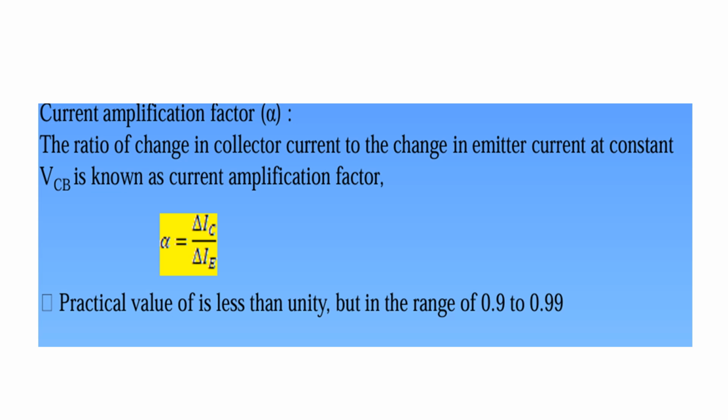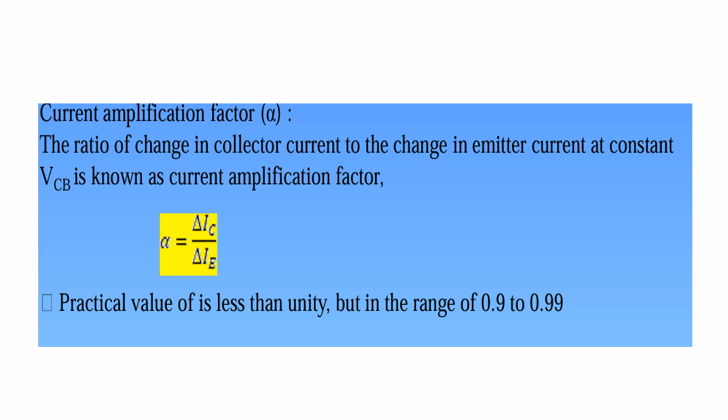The common base amplification factor is alpha. Current amplification factor alpha is equal to output current IC by input current IE. The change in collector current to the change in emitter current at constant collector to base voltage, the junction voltage kept constant at that instant.